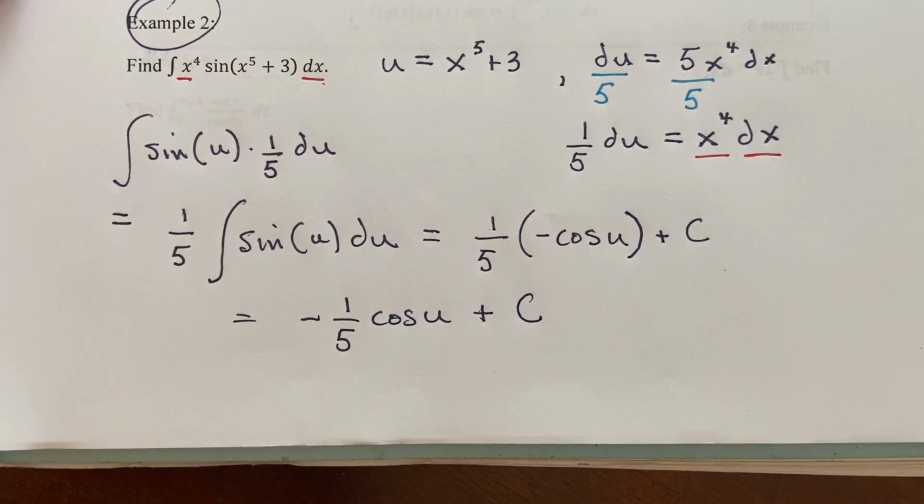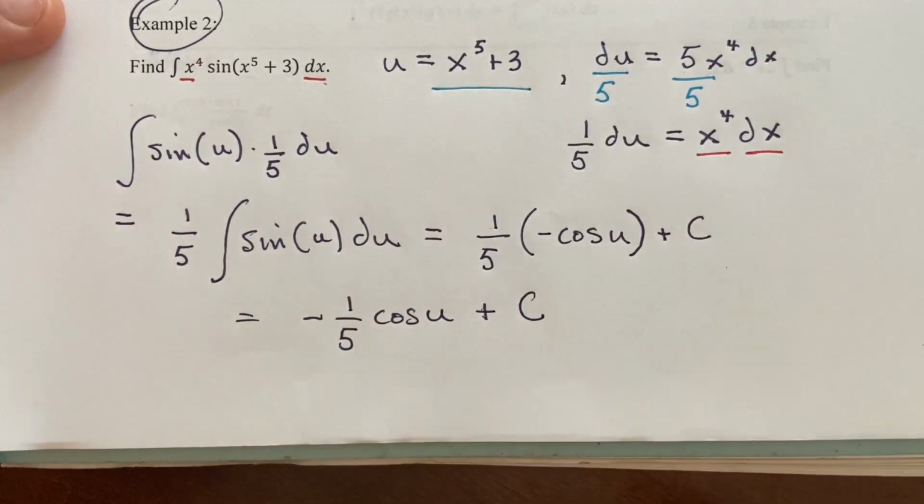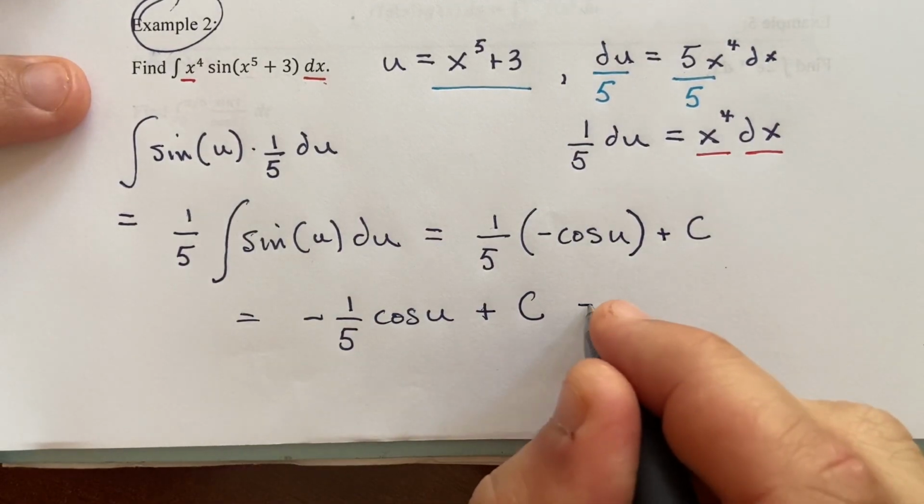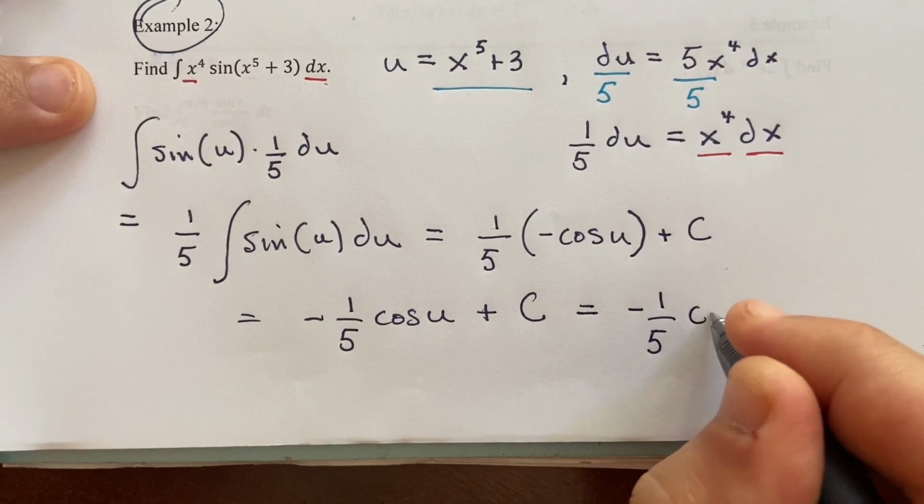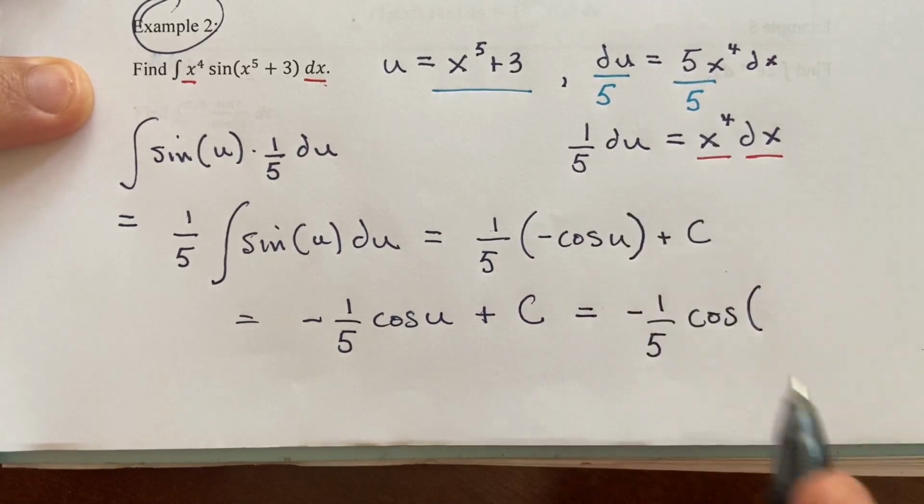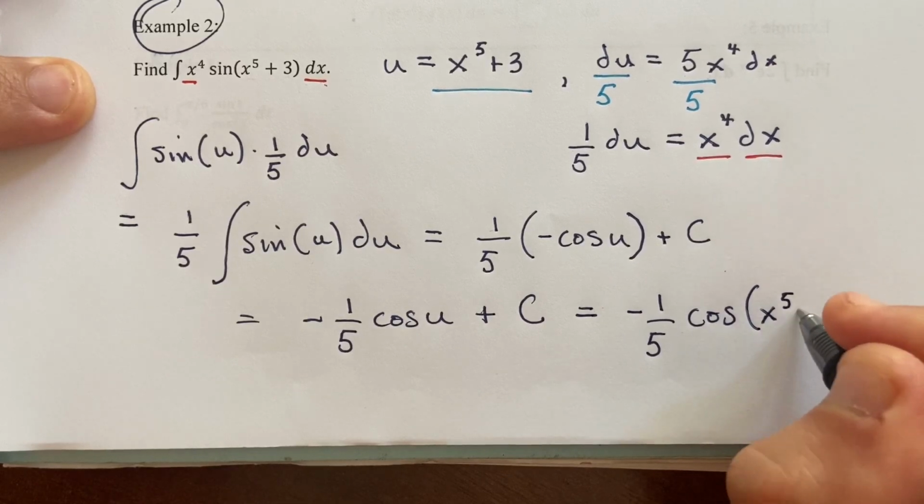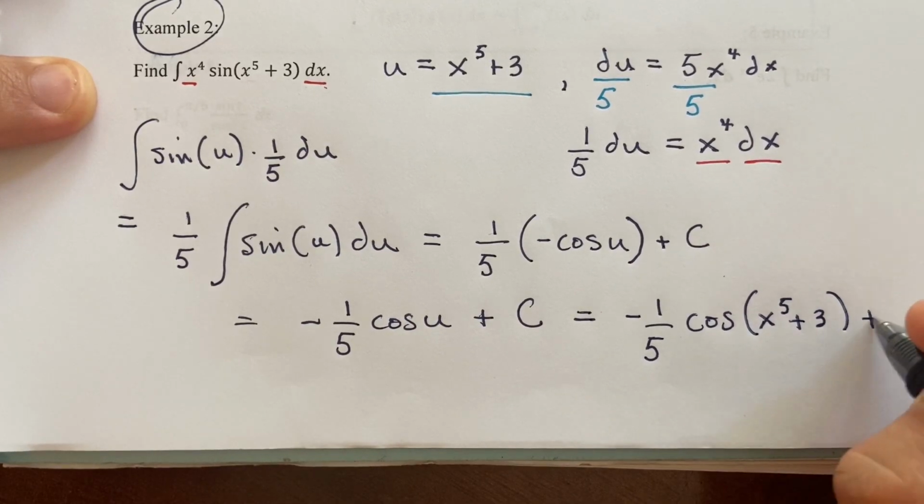And now again, going back to what this problem cared about in terms of variables, we would have negative 1/5 cosine of x to the fifth plus 3, and then plus c.